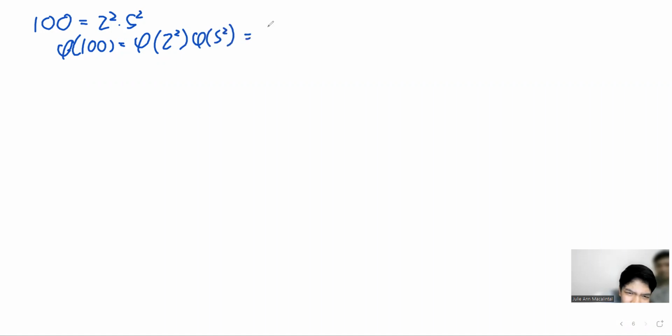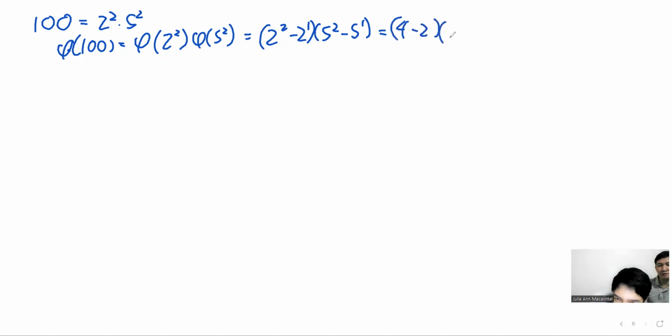So then that is equal to our special formula for perfect powers of primes. So 2 squared minus 2 to the first power, and 5 squared minus 5 to the first power. That will just be equal to 4 minus 2 times 25 minus 5, equals 2 times 20. So that equals 40. Yes, there are 40. We saw in the previous page.